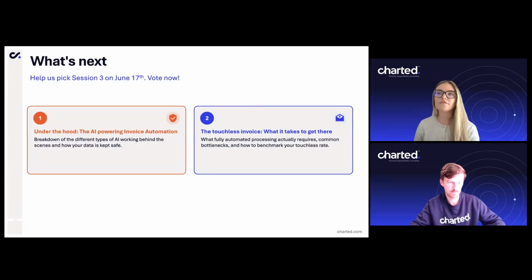Our first option is under the hood, the AI powering invoice automation. This will be the breakdown of different types of AI and how it works behind the scenes to keep your data safe. The second option is the touchless invoice and what it takes to get there: what fully automated processing actually requires, common bottlenecks that we sometimes see, and how to benchmark your touchless rate.